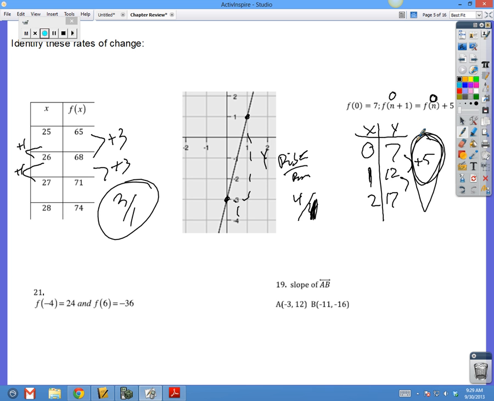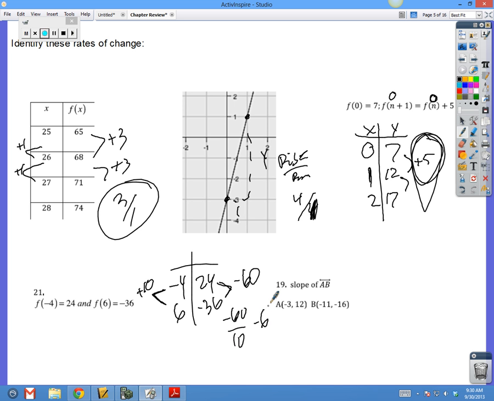Okay, this guy right here, 21. If you have a negative 4, your answer is 24. And if you have 6, your answer is negative 36. So how much changed from a negative 4 to a positive 6? That went up 10. How much changed from 24 to negative 36? That went down 60. So if your y's are going down 60 every time your x's go up 10, what's your slope? What's your change? Negative 60 over 10. Negative 6. Every time it's going down 6.